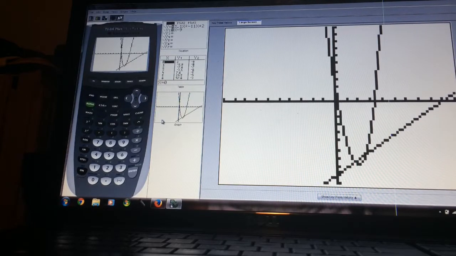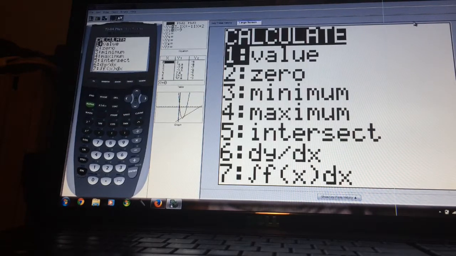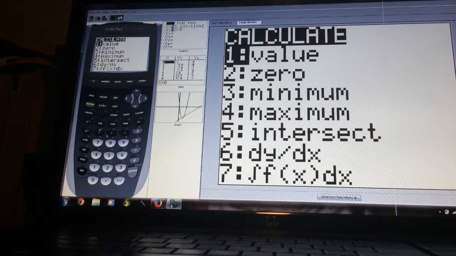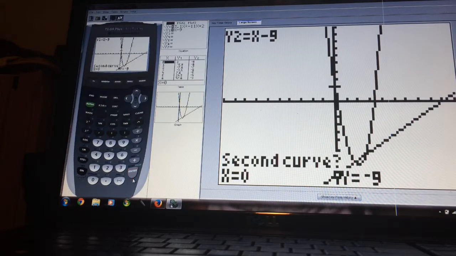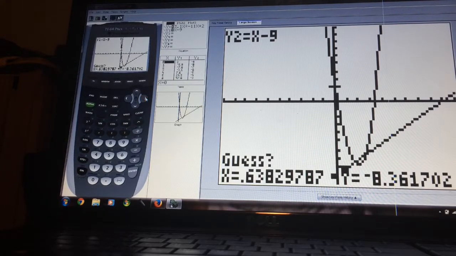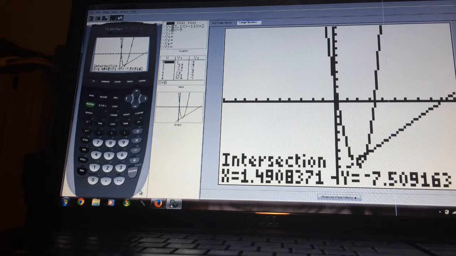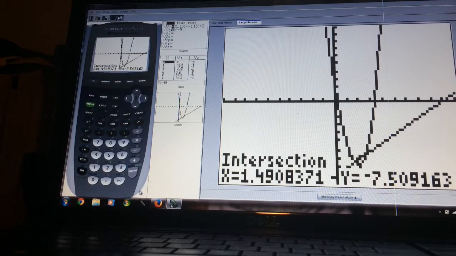Now, to find the intersection where these two graphs are crossing each other, we want to press second, trace, which is actually calculate. We want to press number 5. It's going to ask us which one's the first curve. We just press enter. The second curve, we press enter. And now it's asking us to guess, which is where we think the intersection is. So I'm going to press the right arrow all the way to where I think the intersection is, and we're going to press enter. Now our intersection is x equals 1.4908 and y equals negative 7.5091.